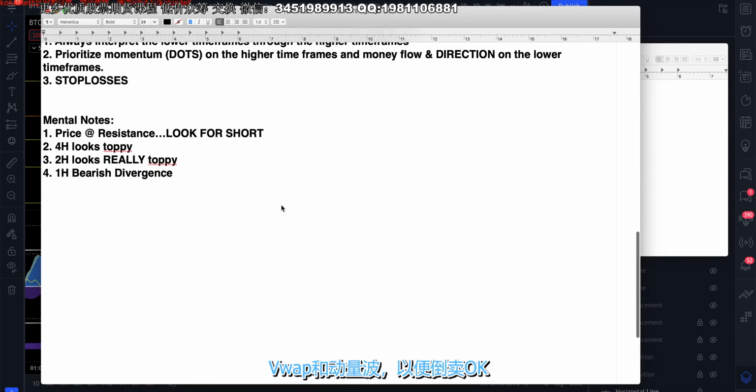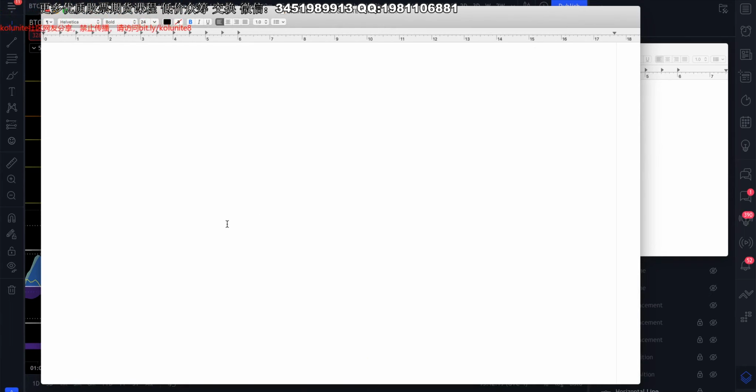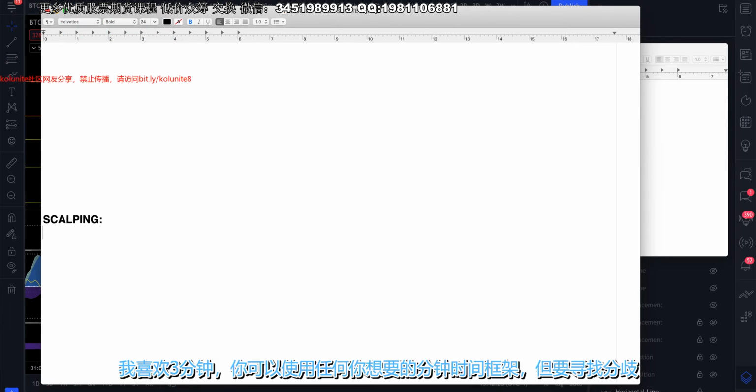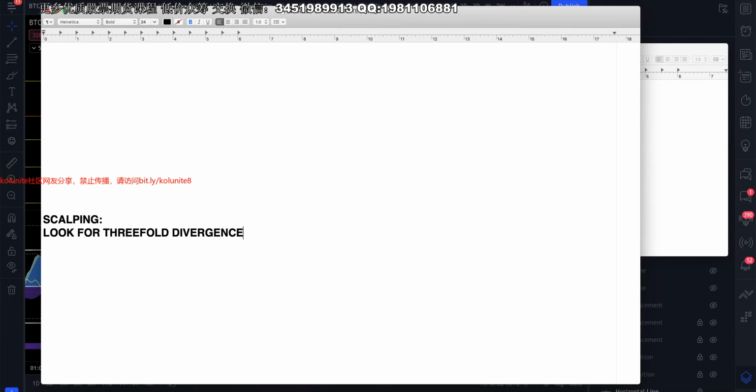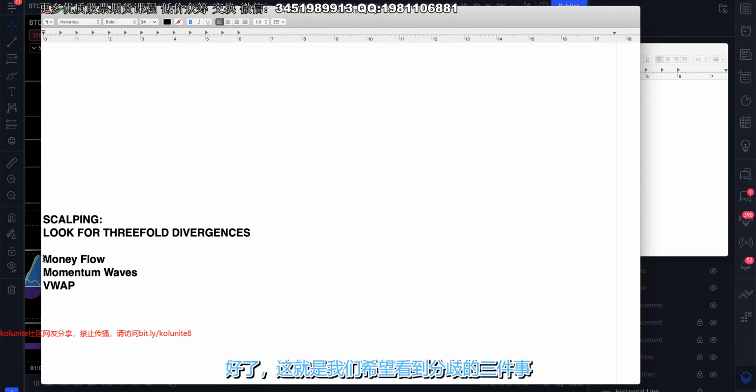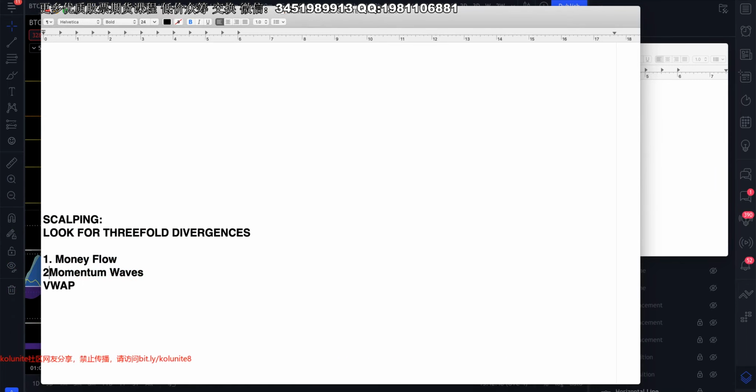So for scalping, okay, I like the 3 minute. You can use any minute time frame you want, but look for divergences. Look for threefold divergences: money flow, momentum waves, VWAP. All right, these are all the 3 things that we want to see diverging.